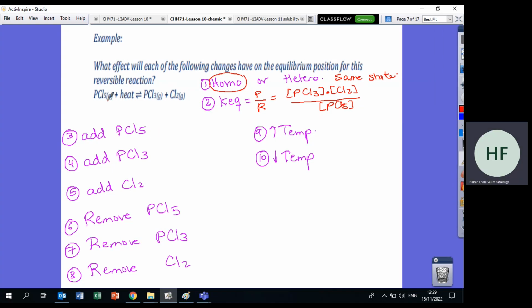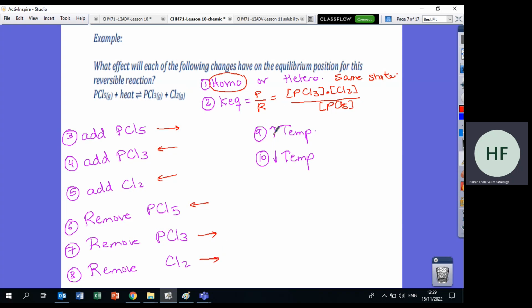Now, when we add PCl5, where will the reaction go? PCl5 is your house and this is your uncle's house. You have extra, so we will give to our uncle. PCl3, this one is our uncle's house, they will give us. Add Cl2, also Cl2 is our uncle. Now, remove PCl5. We have less PCl5. Who will give us? Our uncle. Remove PCl3. This is our uncle, so we will give them. Cl2 also, this is our uncle. They don't have Cl2, sorry, we will give them.